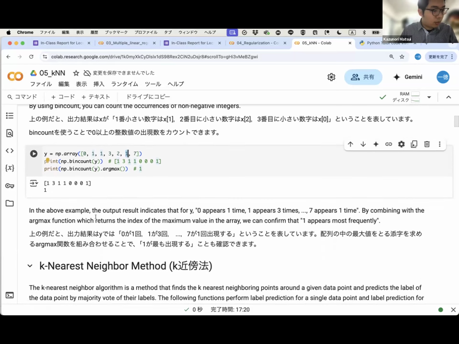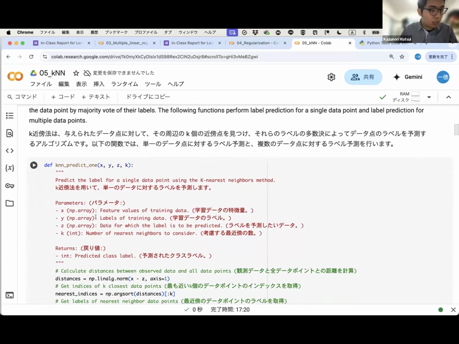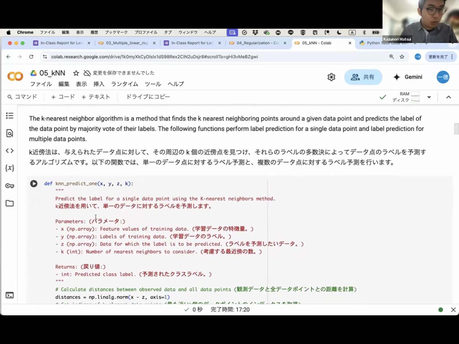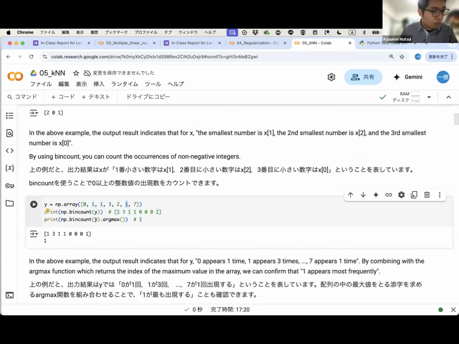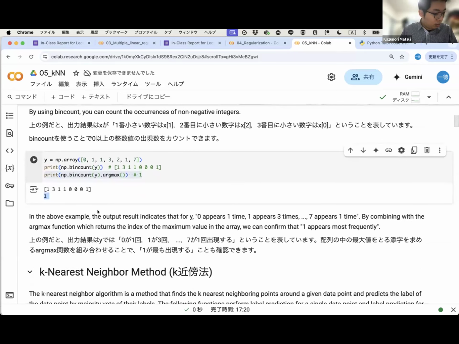For k-nearest neighbors, we want to know which number appears most frequently. So we use the argmax function to find out which index has the maximum value. By calling np.bincount(y).argmax(), we can get the most frequent value in y. So 1 is the most frequent value. With these two ready, the k-nearest neighbor method becomes simple.